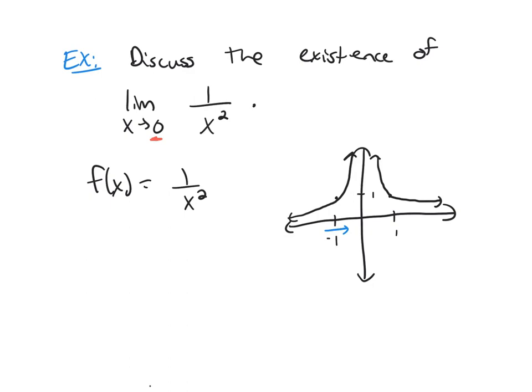Well, if I look at my graph here, what happens to my y values? They shoot up and they get really, really large. Right? What happens to the right of 0? As I approach 0 from the right, again, my y values shoot up and they get really, really large.